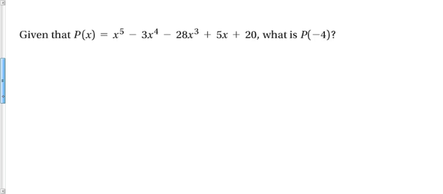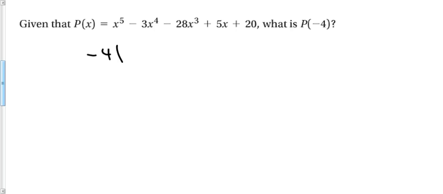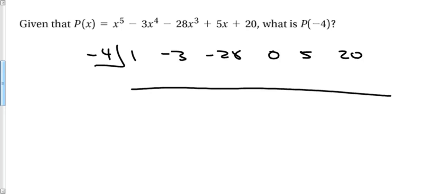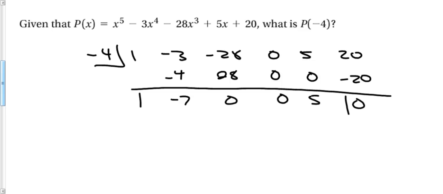Okay. Let's try it again with a -4. 1, -3, minus 28. We need a squared term, 5 and a 20. Bring down the 1, multiply, add together. We get a -7. That's going to be a positive 28. 0, 0. Add them together, you get 0. Multiply, you still get 0. Add them together, you get a 5. And now we get a -20 and a 0 as a remainder.